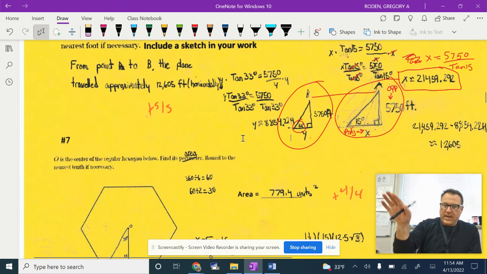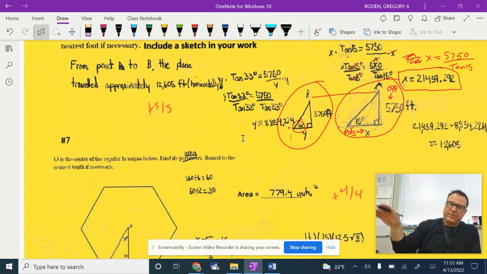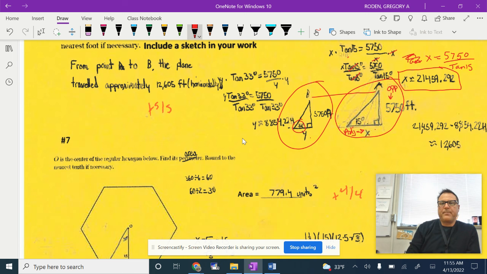Now, they repeated the same process with y, except now you're doing a 33-degree angle, a bigger angle, because it's angling up more. You're looking more up because the plane is closer to you, so your angle is going to be steeper. Same process. Tangent of 33 degrees equals 5750 over y.